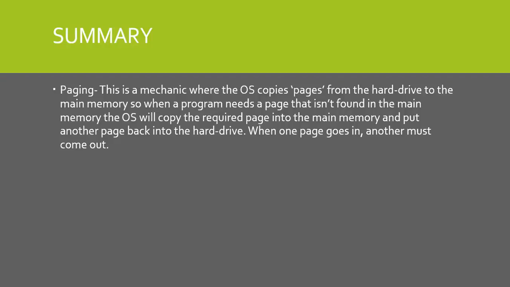So, summary. What I've explained is paging, and I'll give a brief paragraph on what paging is. Paging is a mechanism where the operating system copies pages from the hard drive to the main memory. So when a program needs a page that isn't found in the main memory, the operating system will copy the required page into the main memory and put another page back into the hard drive. So when one page goes in, another must come out.